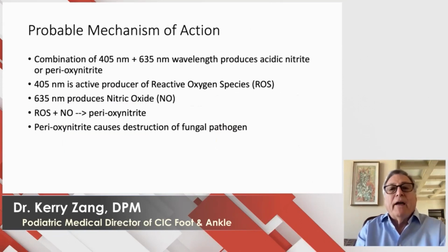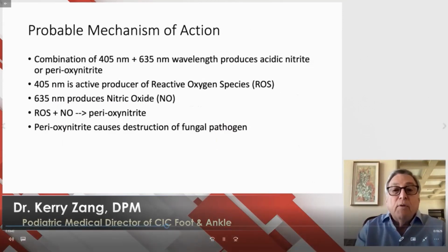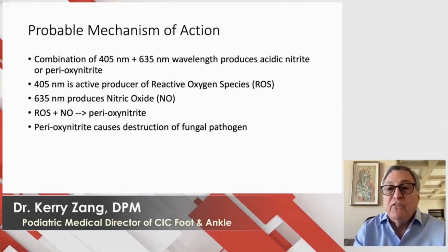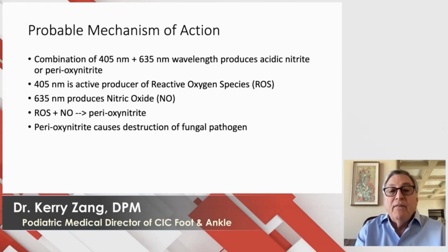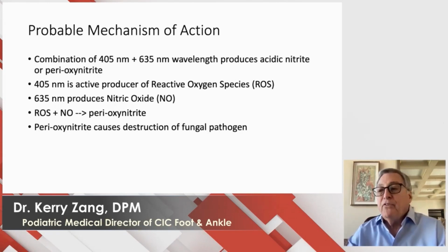So the probable mechanism of action, just to review, is a combination of the 405 nanometer and the 635 nanometer wavelengths, which produces peroxynitrite. The 405 wavelength produces reactive oxygen species, 635 produces nitric oxide, and combined they produce the peroxynitrite, which causes the destruction of the fungal pathogen.